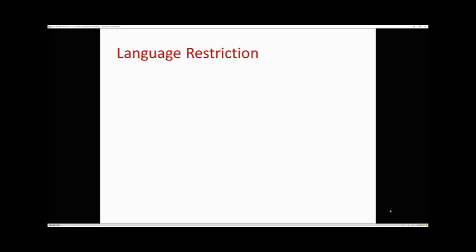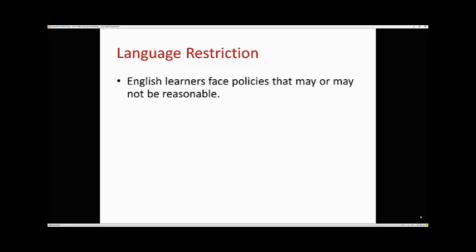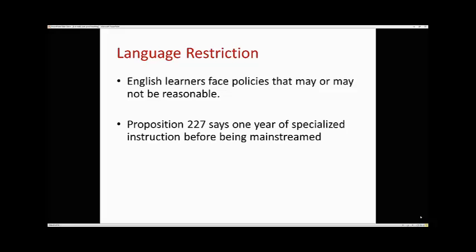So language restriction is the final area that I'd like to talk about. Language restriction is something that I think is really particular to educating English learners. English learners face policies that may or may not be reasonable, and the one that I'm thinking of first and foremost is 227, where the law says that you get 1 year of specialized instruction before you're to be mainstreamed, and we know that that is not really what's happening out there.